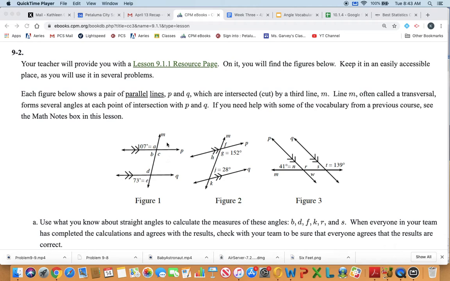When parallel lines are cut by a transversal, several angles are formed, and we're going to look at specific angle pairs. So that's 2 angles for each of these. What we are asked for in A, down below here, is to find the measure of angles BD, FK, RS. So for this figure, that's angle B and angle D. We're going to take a look at how to find those now.